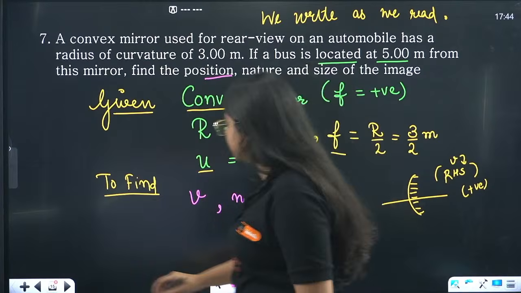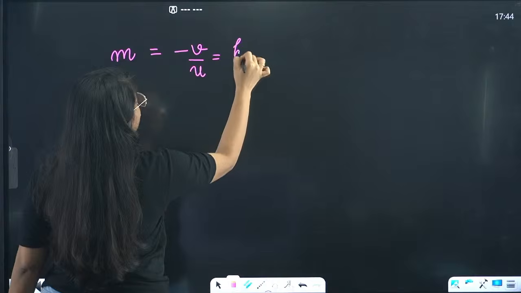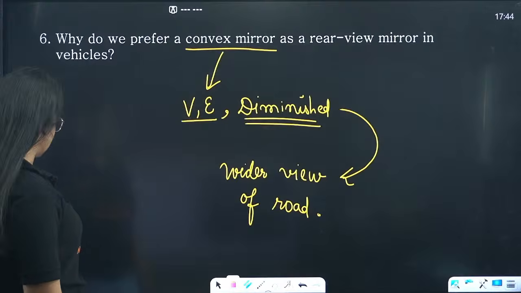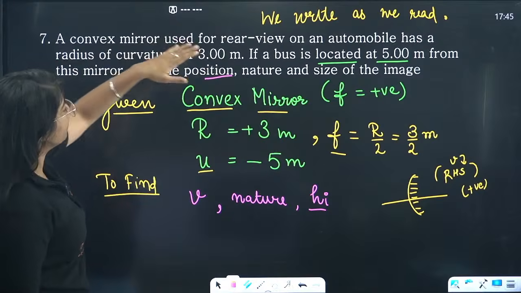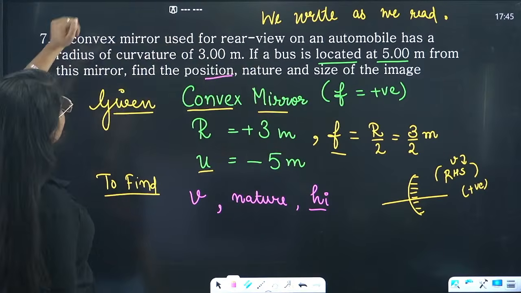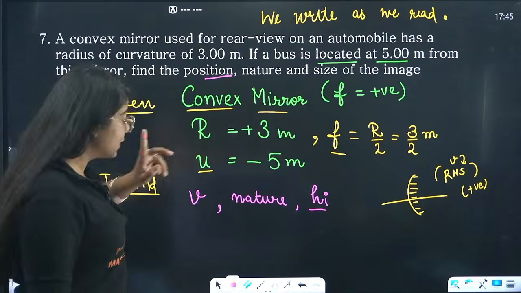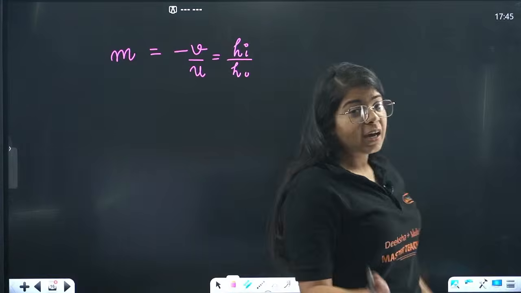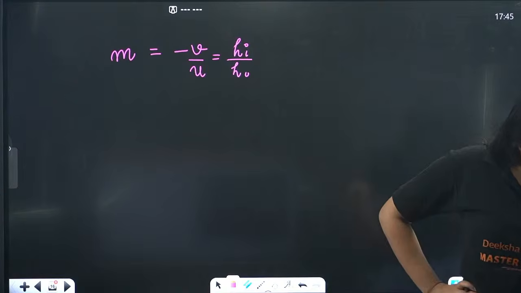Magnification formula, obviously, but I am asking that you have this magnification formula, right? That is -v by u, and that is equal to height of image by height of object. But I don't have height of object, right? Here, a convex mirror used for rear view of an automobile has a radius of curvature 3 meter. If a bus is located at 5 meter from the mirror, find the position, nature and size of the image. So the answer you are giving, is it actually height of image or just the comparison of height of image with height of object? Let me know first.